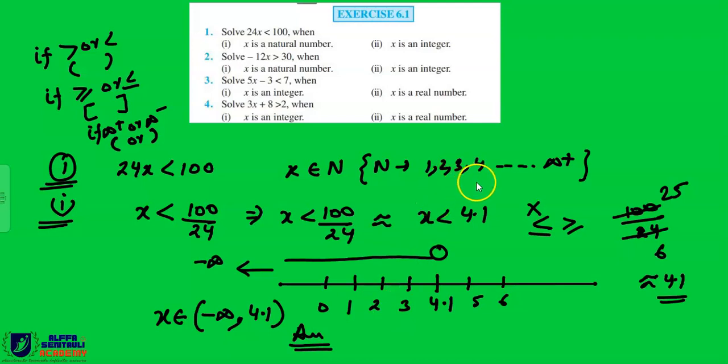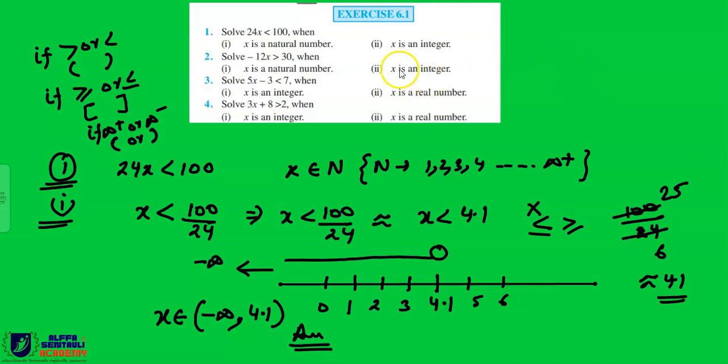But you have to focus, you have to take natural numbers. So 4.1 will not come in your solution. 4 will also not, 4 will come actually, 4 will come, right? So you have to take all the numbers which are less than this. Understood? Correct, beta? Have you understood this question?